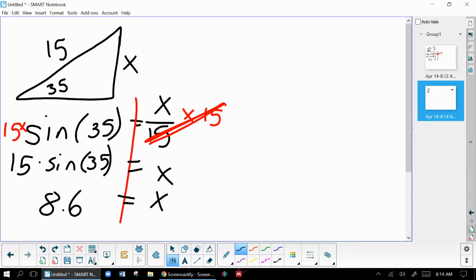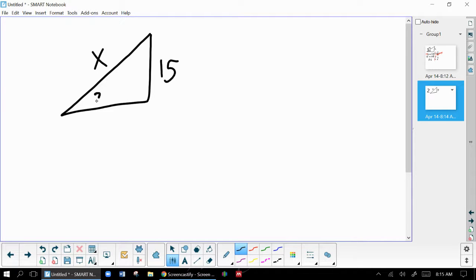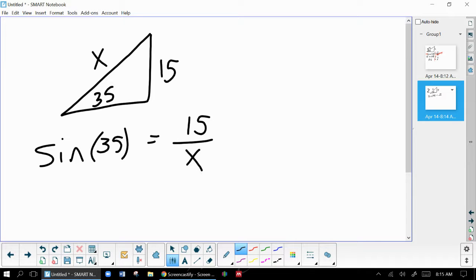Now, where these get a little harder is the other kind, because this is a fraction. That variable can end up in the denominator. So let's just do kind of the same exact triangle here. Let's put the 15 here and the x here, and we'll still do 35. So we're still using sine. It's still 35 degrees. But now 15 is the opposite, so it goes over here, over x. Now, there's kind of two ways that I like to think about this. One is to treat this like a proportion. Any number can be written over 1. Every number over 1 is the same as this number. And then we can cross multiply.